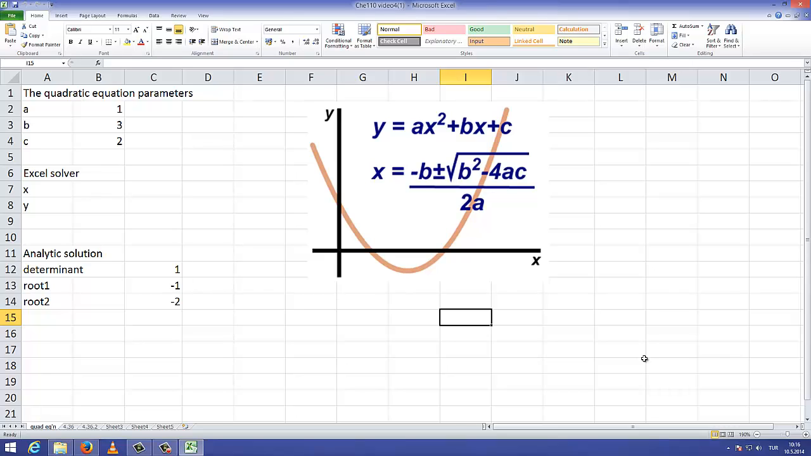Today I'm going to talk about the Excel Solver function. First I'm going to talk about how it's used, and I'm going to talk about when you're going to use it. Now let's start by activating your Solver.